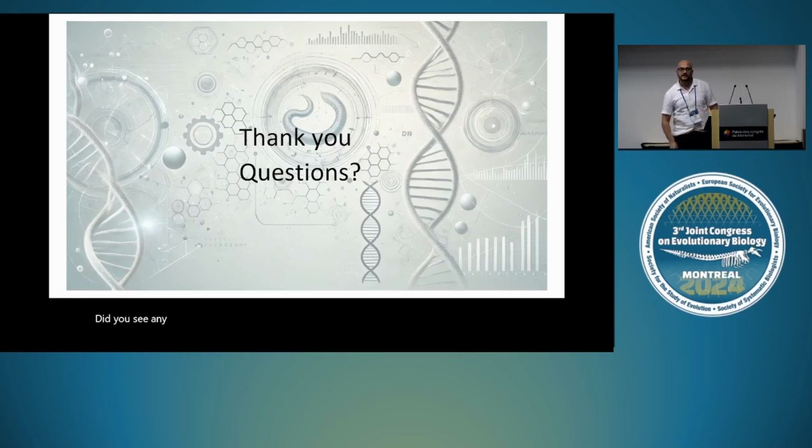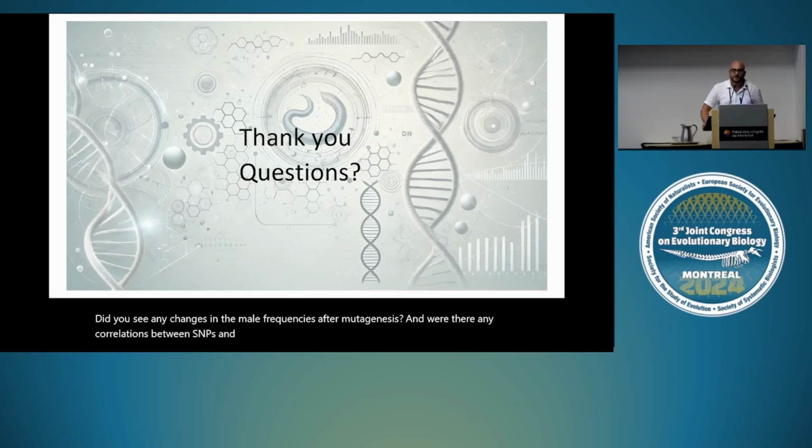Changes in the male frequencies after mutagenesis, and were there any correlations between SNPs and structural variants and the male production frequency? So actually this is the assay that we are conducting right now. We were so far working under an assumption that the male frequencies will go up after mutagenic abuse, but we never looked at the male frequencies.